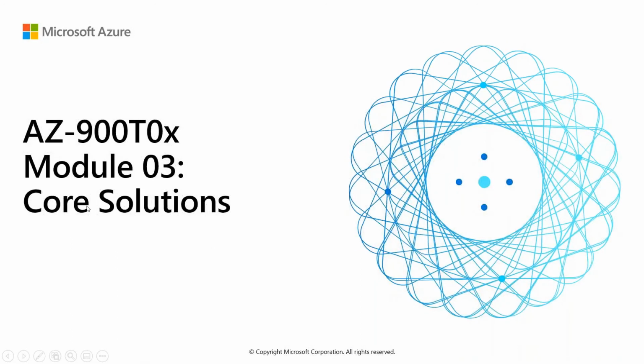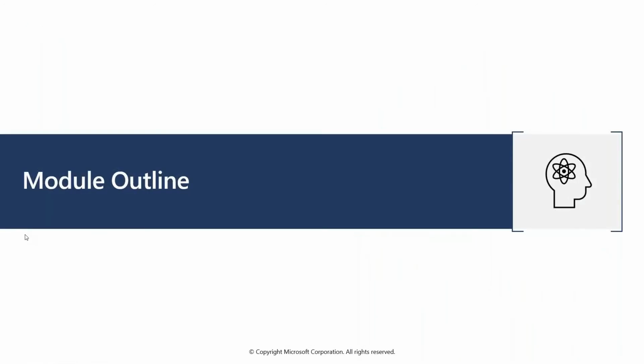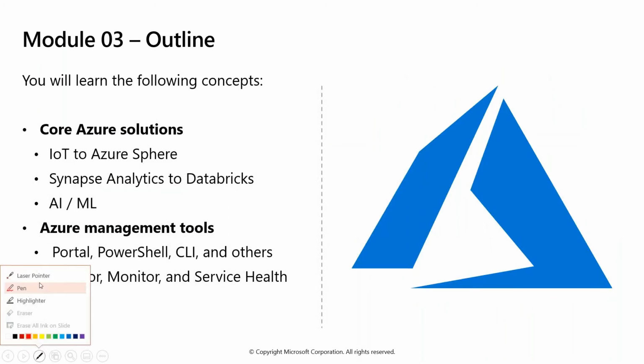Module 3 is around the core solutions that are there in Azure. In this module, we'll see IoT and Azure Sphere. Then there are some pre-packaged services, Synapse Analytics and Databricks. Databricks is a Spark as a service solution where using Spark you can build your in-memory solutions. And Synapse Analytics is a complete analytics product where you have an enterprise data warehouse, as well as all the capabilities that you can think of from an analytics service.